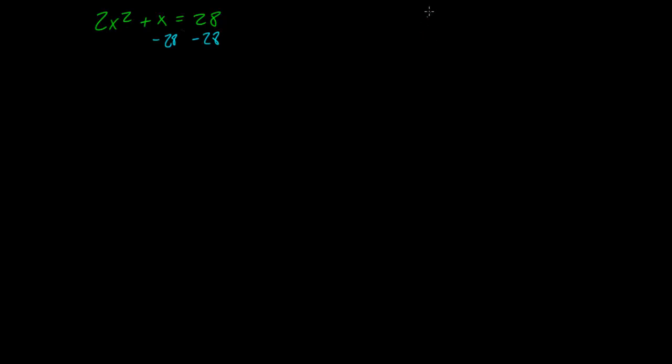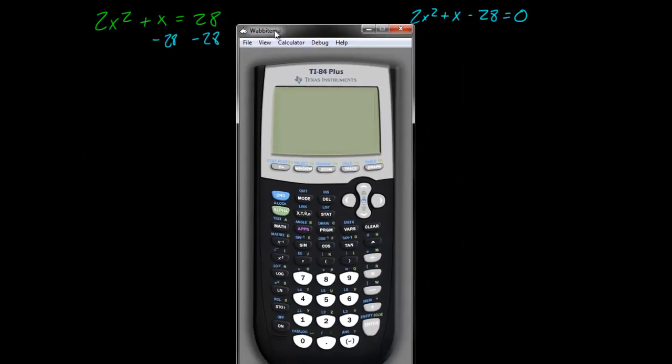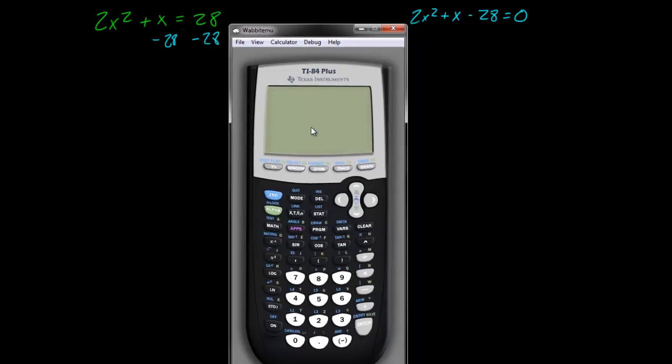Now, I'm going to go rewrite it over here. That way we can view it. Our calculator is present. We have 2x squared plus x minus 28 is equal to 0. All right, so now we have it set to equal to 0. Let me go over here, grab the calculator, bring it back over here, set it up.